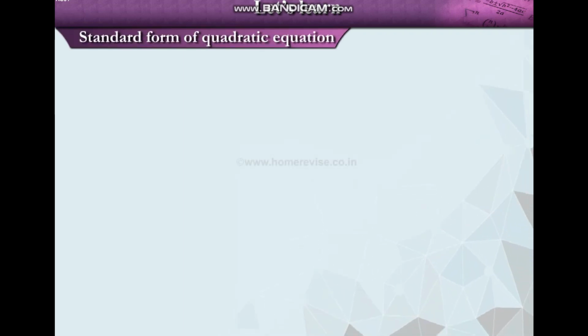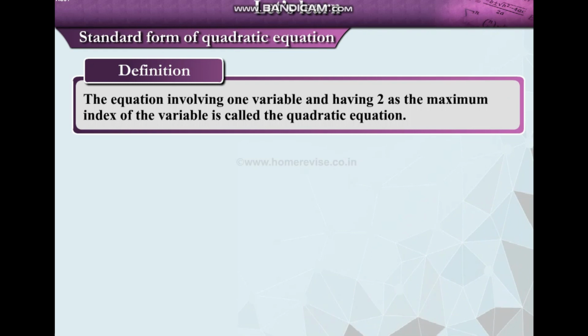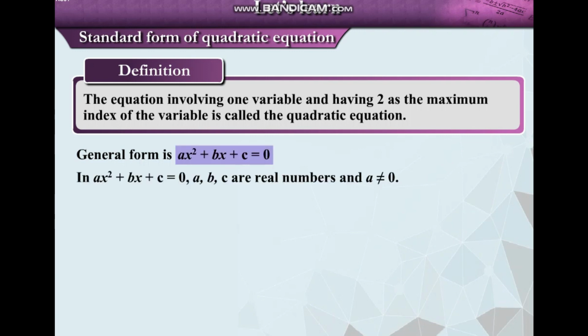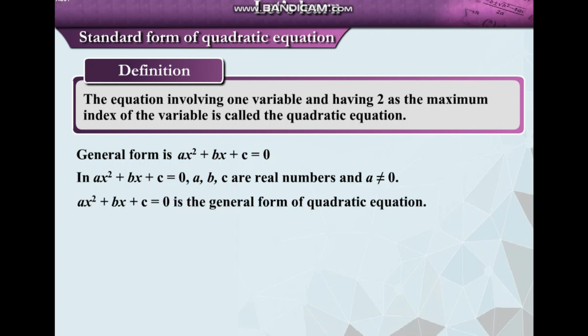Learn. Standard form of quadratic equation. The equation involving one variable and having 2 as the maximum index of the variable is called the quadratic equation. General form is ax square plus bx plus c is equal to 0. In ax square plus bx plus c is equal to 0, a, b, c are real numbers and a is not equal to 0. ax square plus bx plus c is equal to 0 is the general form of a quadratic equation.